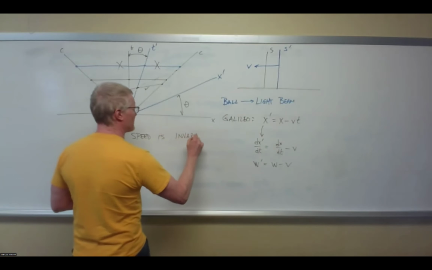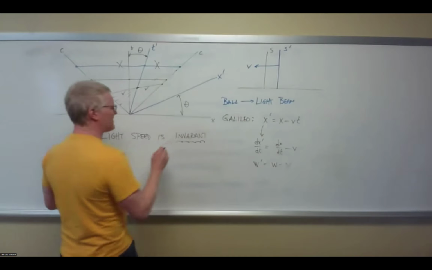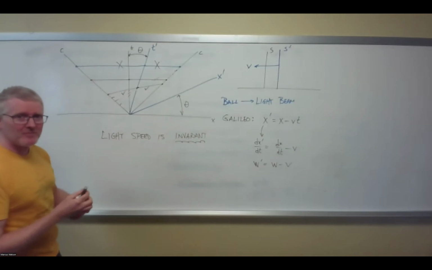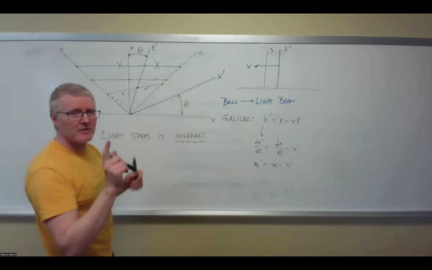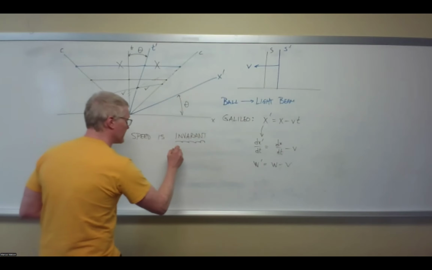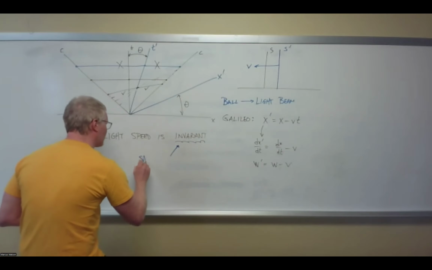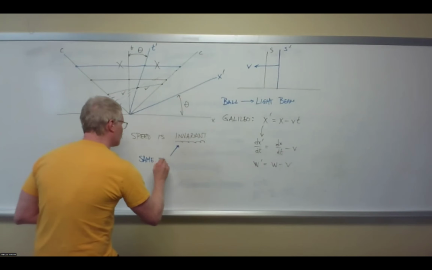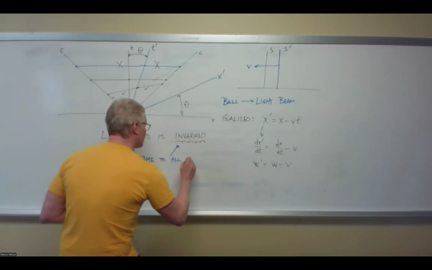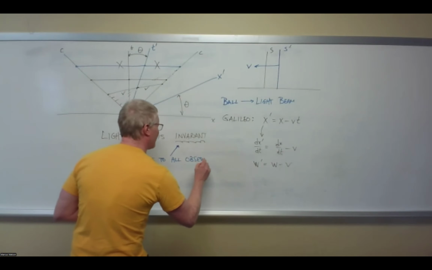And that is such an important thing. I'm going to write that down. Speed of light is invariant. And what invariant means, same to all observers, okay? No matter how they're moving.